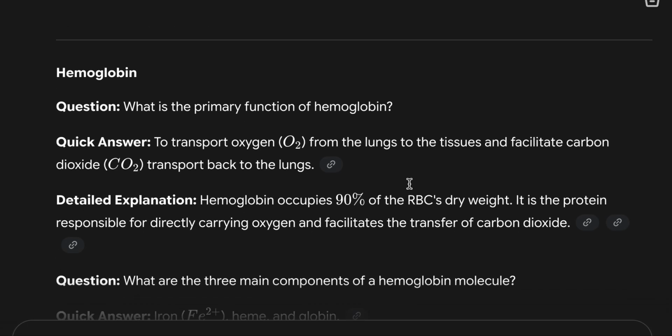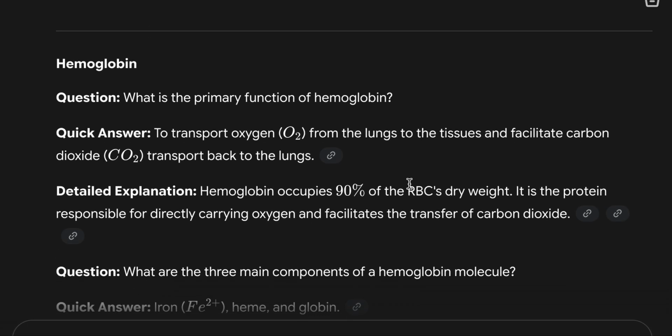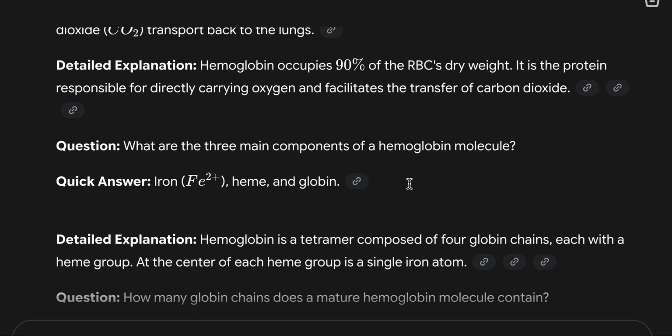All right, hemoglobin. What is the primary function of hemoglobin? To transport oxygen from the lungs to the tissues and facilitate carbon dioxide transport back to the lungs. Hemoglobin occupies 90% of the red blood cell's dry weight. It is the protein responsible for directly carrying oxygen and facilitates the transfer of carbon dioxide.